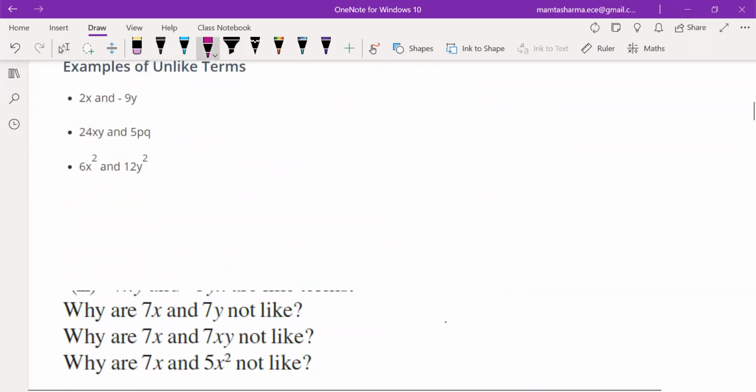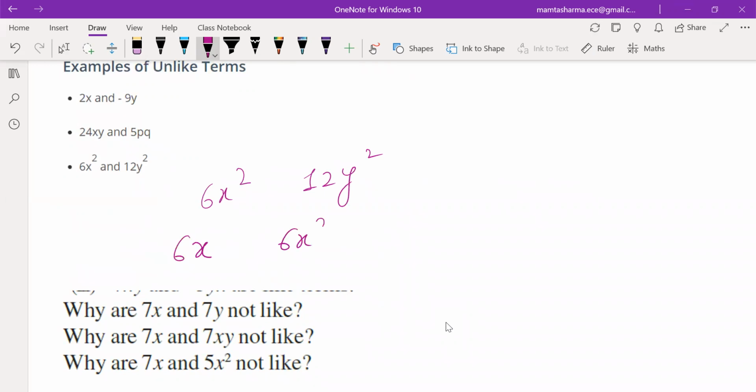Okay. Ma'am, if the square is also there, they are unlike terms? Yes, if it is x and the other one is 6x square, they are unlike. 7x square and 6x square would be like terms. Yes, they would be like. The coefficient may differ, but the variable and their power should be equal.